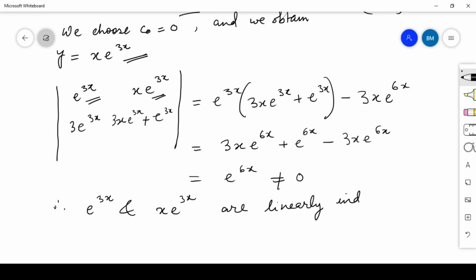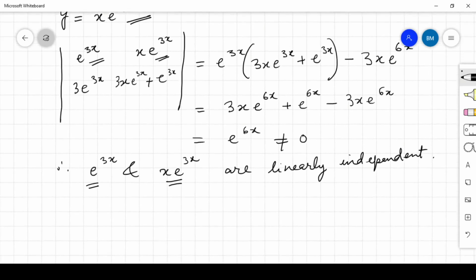Linearly independent. And actually, by using the method of reduction of order, if one solution is known, the later solution we find and the earlier solution will be linearly independent. So the earlier solution was e to the power 3x, the later one we obtain is x e to the power 3x, and they will definitely be linearly independent.